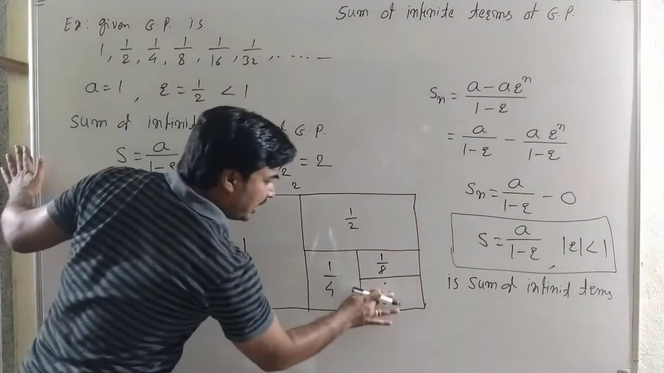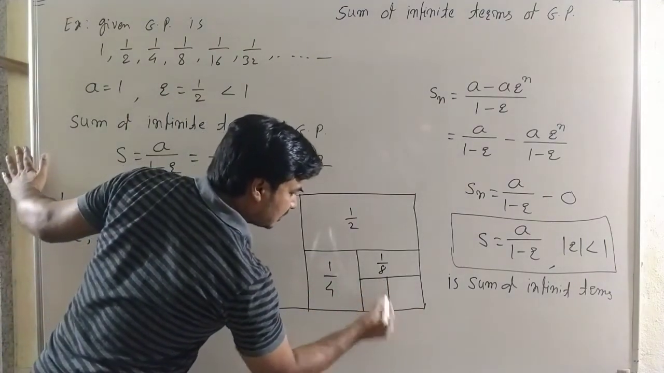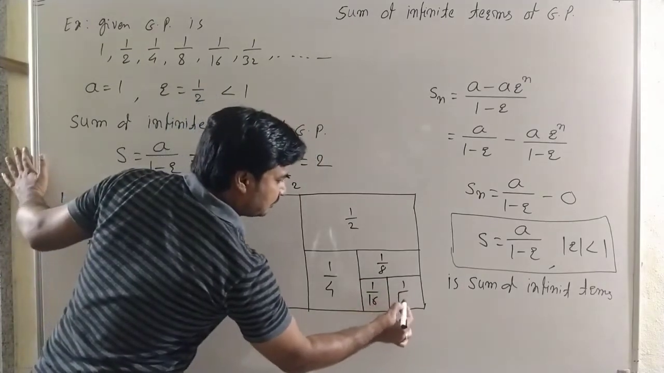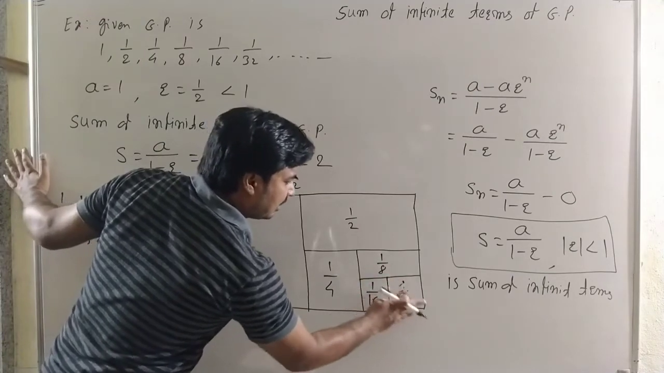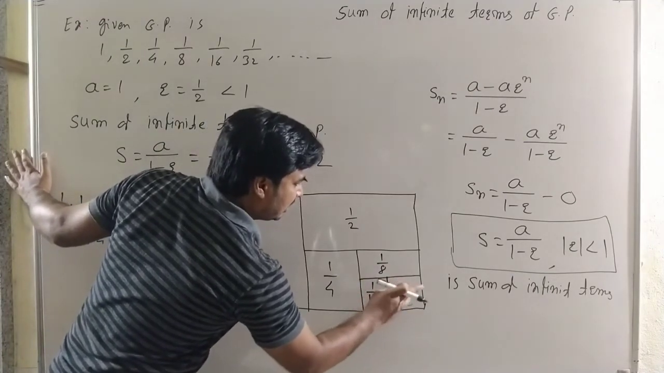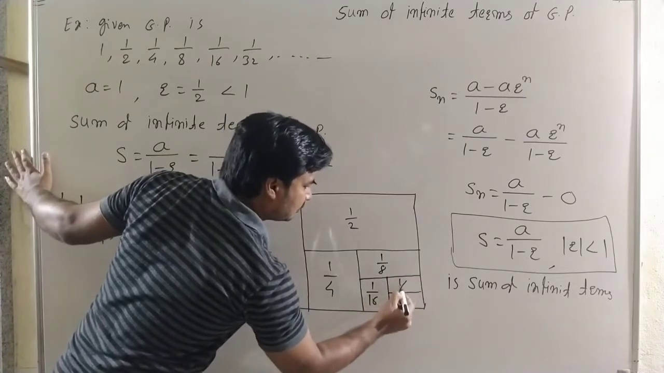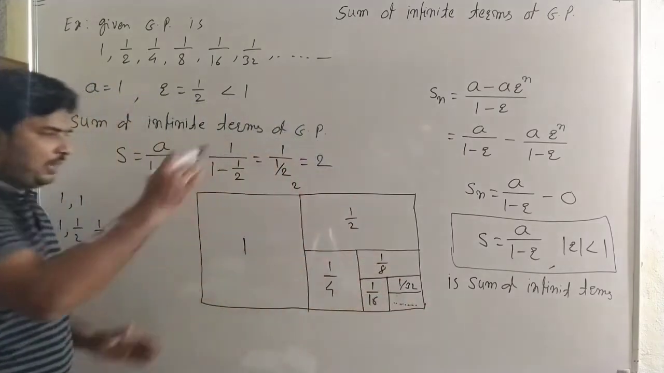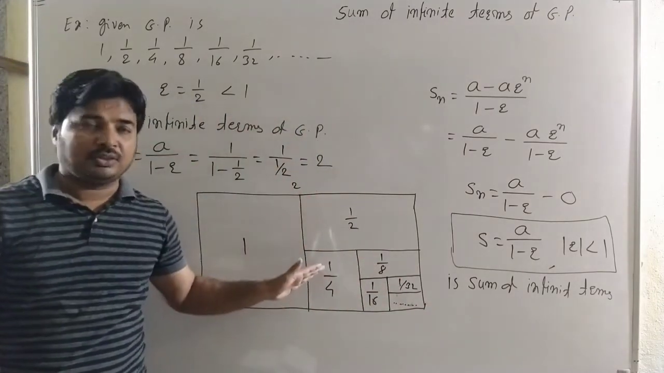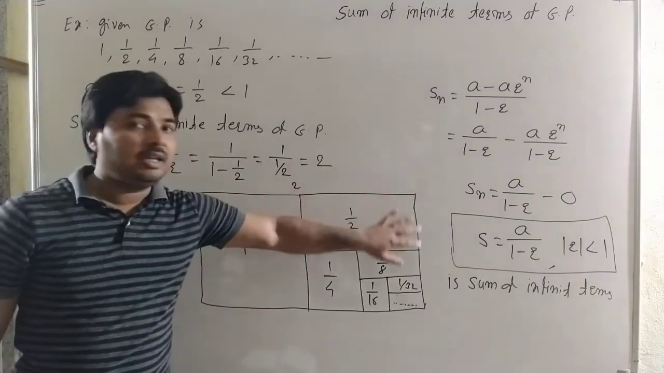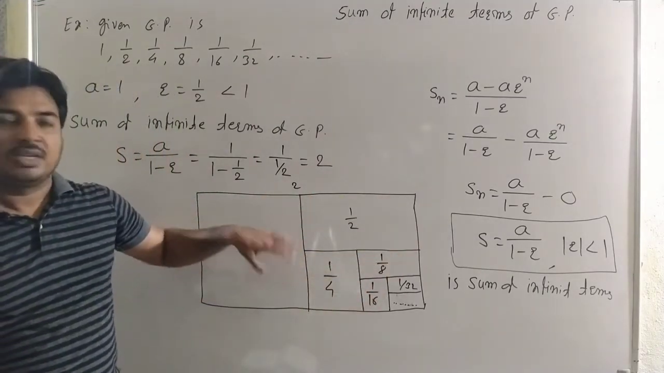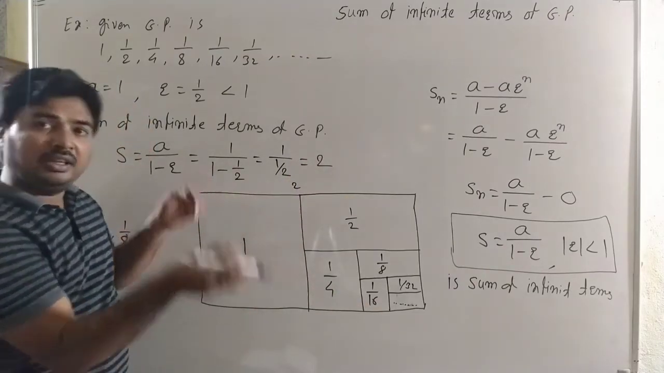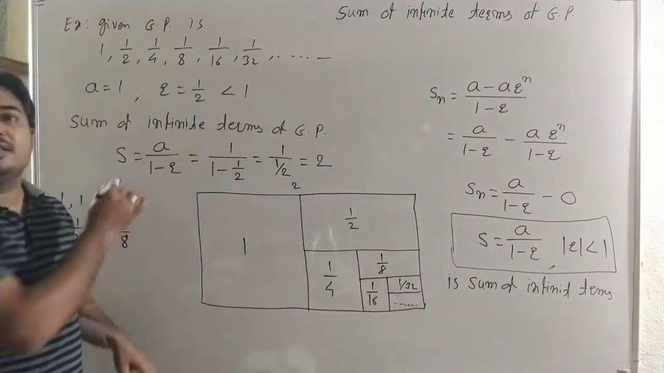Again this 1 by 8 we can convert into 1 by 16, and 1 by 16, and this 1 by 16 we can again write as 1 by 32, 1 by 32. Like that we can take the parts of this rectangle up to infinite. And the sum of the areas of all rectangles is 2, because all rectangles are in this rectangle whose area is 2.